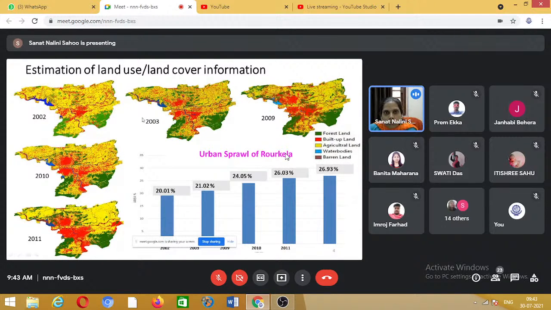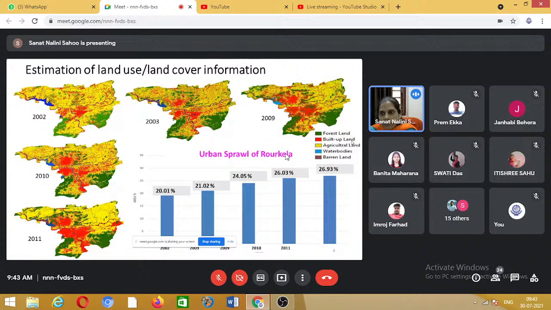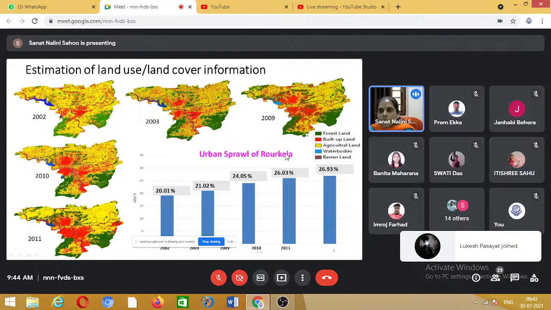If you talk about land use, land cover information, you can identify different land use types. Suppose in Rourkela we have forest land, built-up land. Built-up means impervious areas, that is your residential area, the concrete portions where infiltration will not occur. Or you can have agricultural land, water bodies, barren land. So this shows the different types of land uses or land covers in Rourkela city at a particular year.